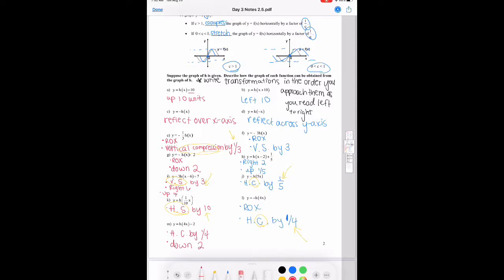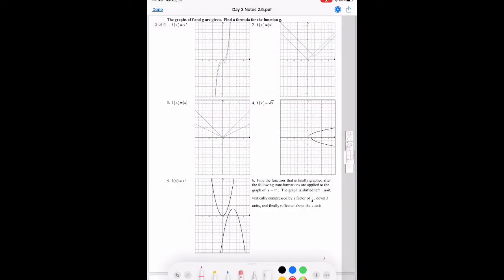So that's going to be down 2. All right. So moving on. Now we're going to look at graphs and find the formula for the transformed graph. Okay, so you're given the parent function graphs, and we have to write the actual equation for the transformed graph.